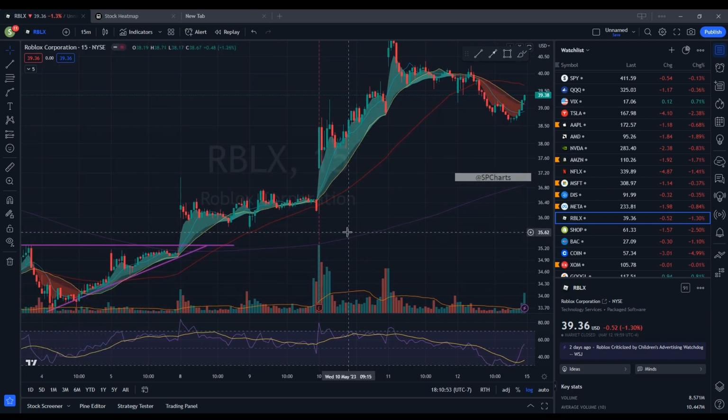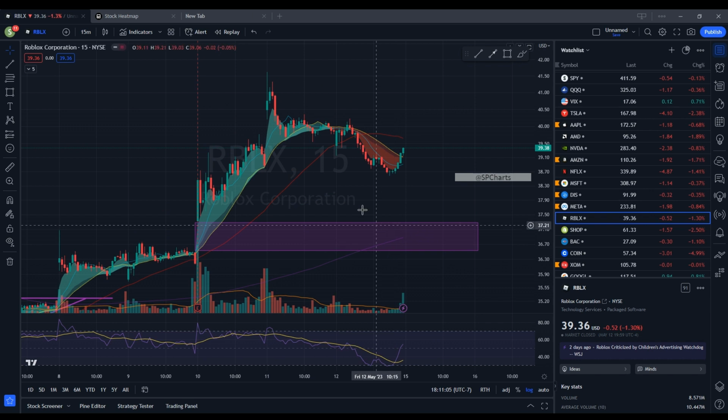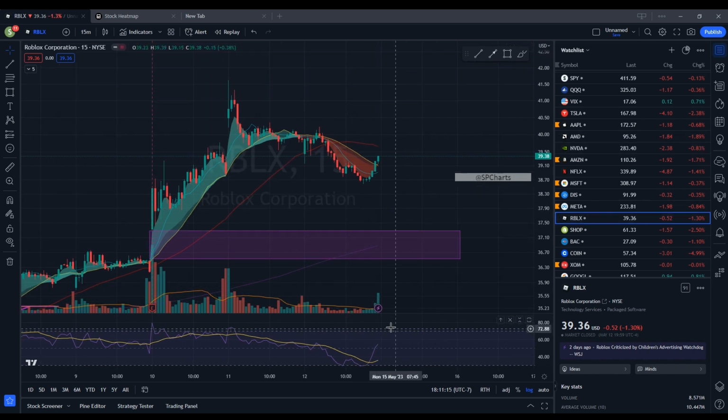Roblox. Let's see. There has been just a gap fill right here. Throw that on there. This gap, I think, is pretty much filled, so I'm not going to throw that on there. There's a pretty good buying volume I've seen on almost all the charts where it looked like it's just crossing over the 20 EMA. The 20 EMA is this yellow line.